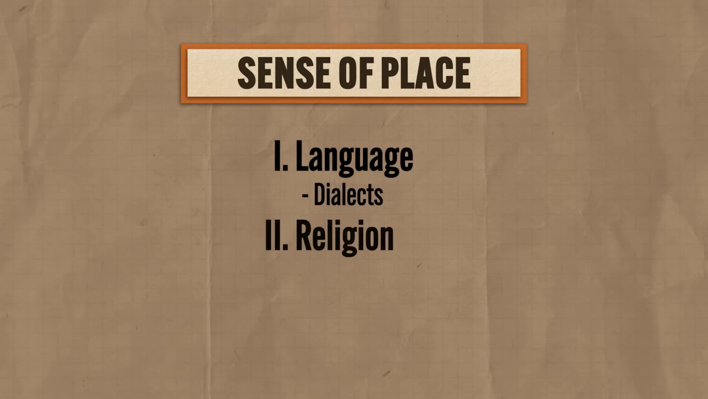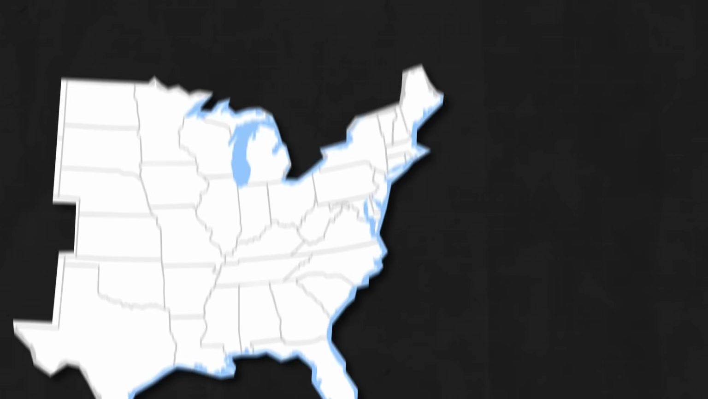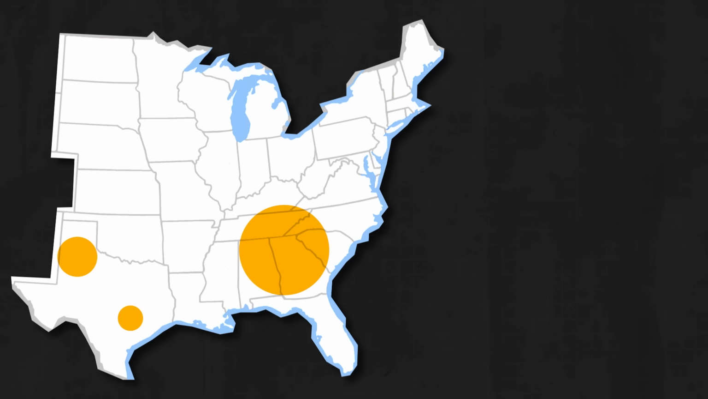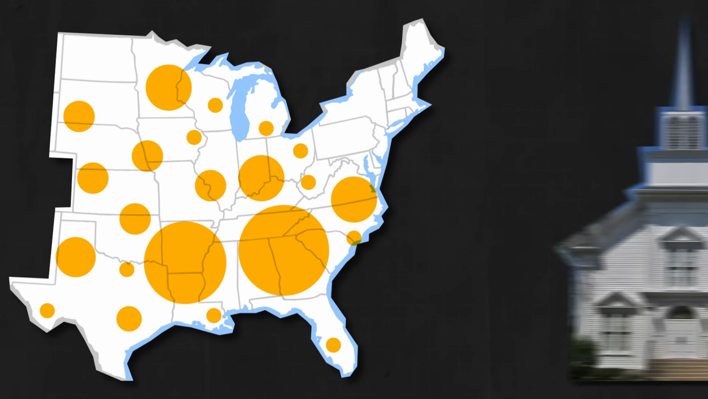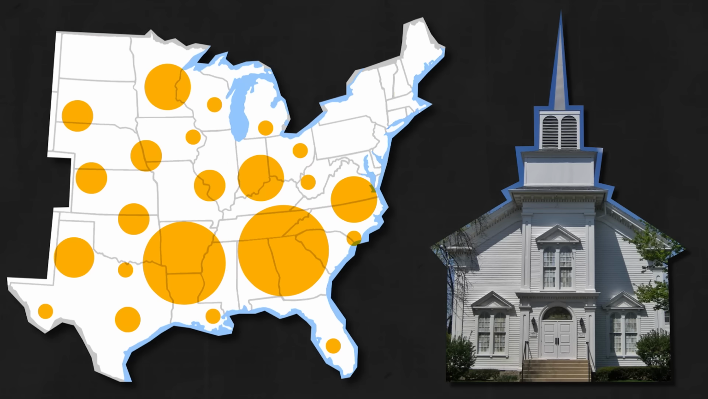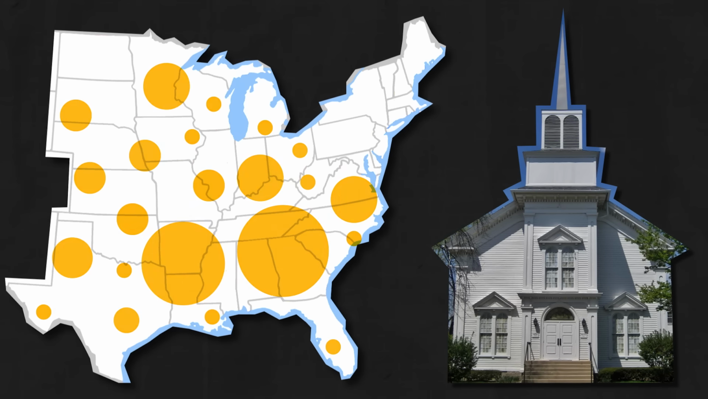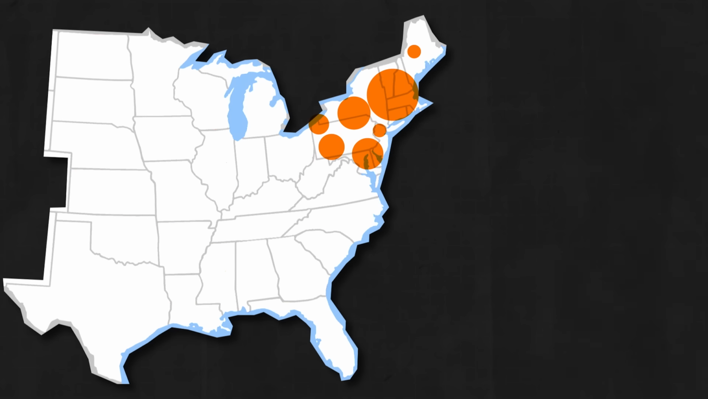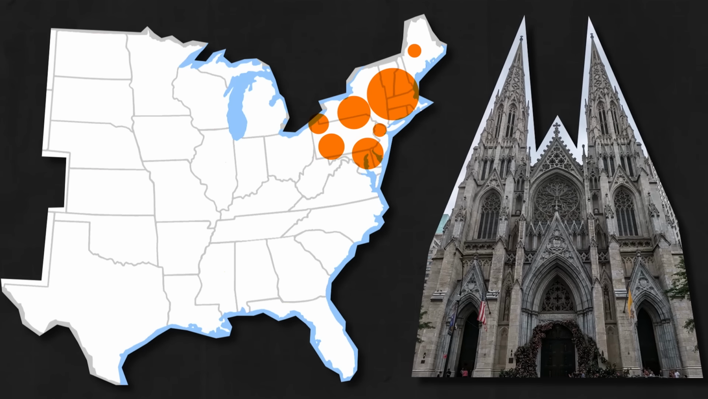Second, religion is a significant factor in people's sense of place also. For example, white evangelical Protestants live overwhelmingly in the South and Midwest of the United States. And you can tell because those regions have many Baptist and Presbyterian churches which have their own distinct architecture. But Catholics, on the other hand, live overwhelmingly in the Northeast, and that landscape is dominated by cathedrals.